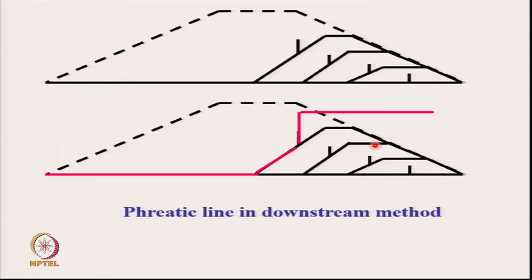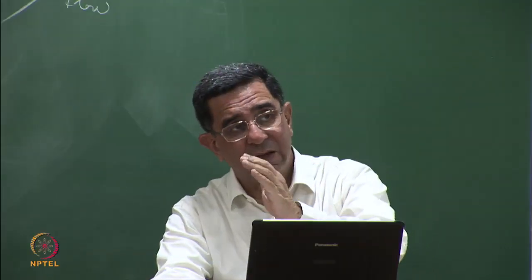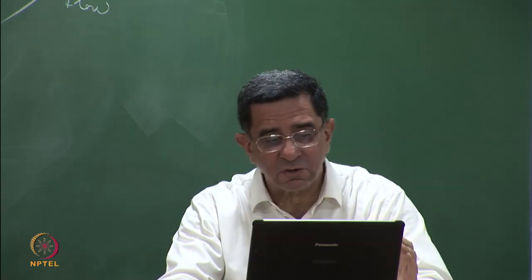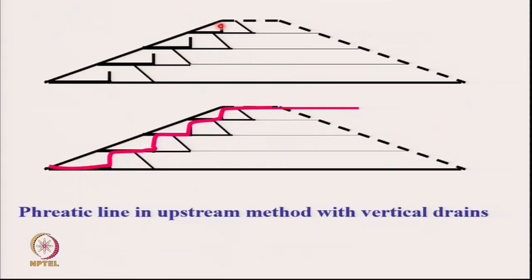This is my downstream method of construction, and my drain is like this and water is being taken out. So whenever the water comes, it is caught by this drain. So it's far away from the downstream slope. So in downstream method of construction, the phreatic line is far away. In the upstream method of construction, you can make a very nice chimney drain, but the phreatic line is still pretty close to the downstream face. So this factor of safety is not as high as in the downstream case.